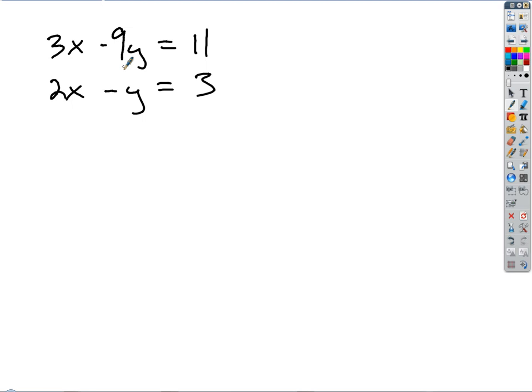But let me rephrase the question. Would substitution be a reasonable option? Okay, it would. It would be reasonable to do because which variable is easy to isolate? Okay, good. Now I'm gonna throw something else at you. This seemingly is a slam dunk.